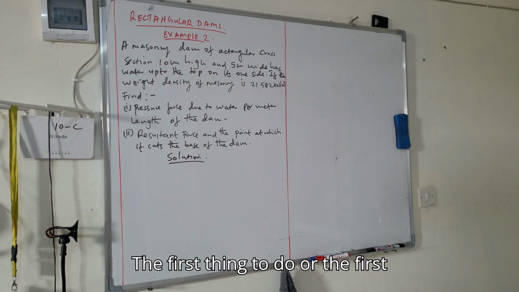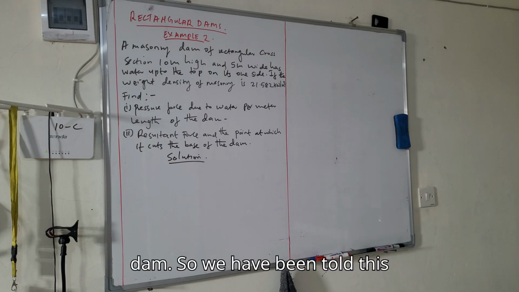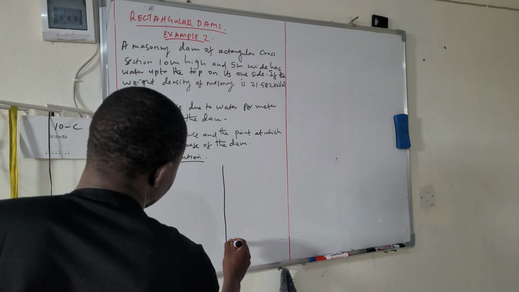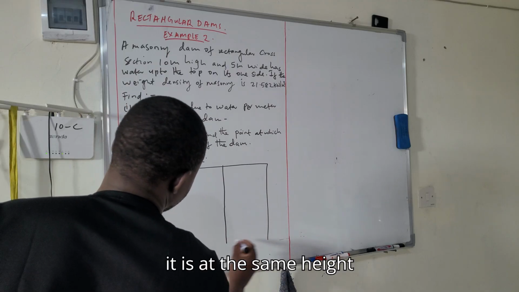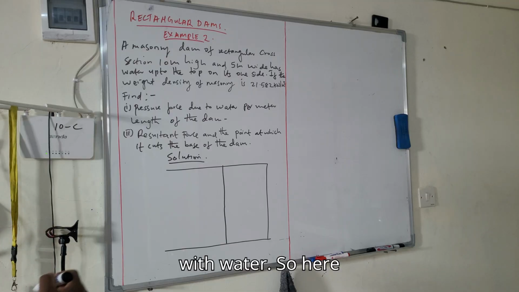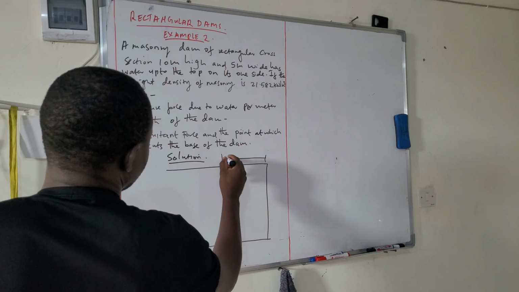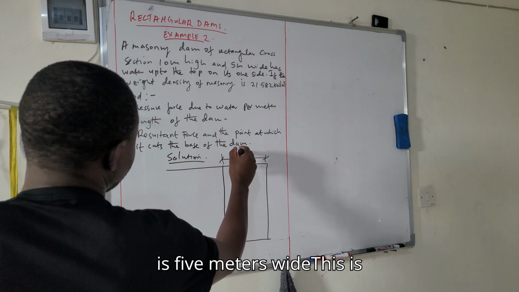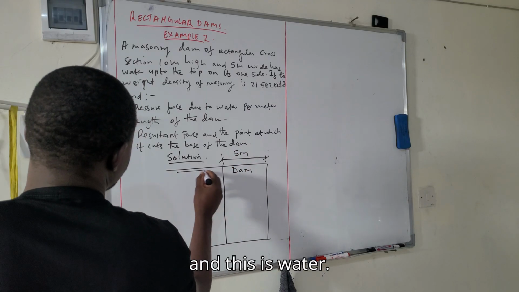The first thing to do, or the first approach, is to sketch the dam. So we have been told this dam is at the same height with water. So here is 5 meters wide. So this is 5 meters. This is dam, and this is water.